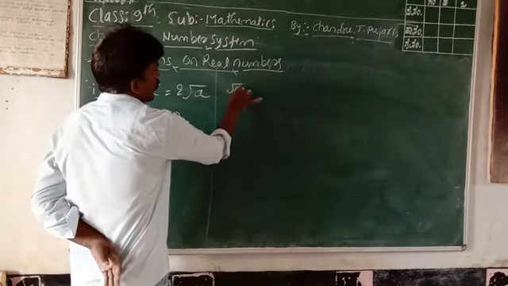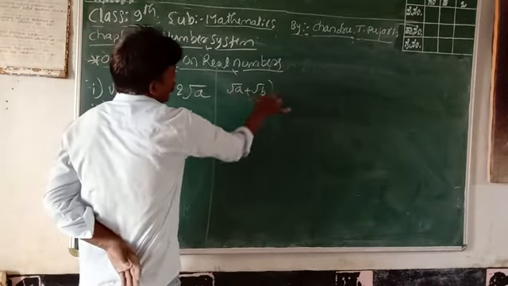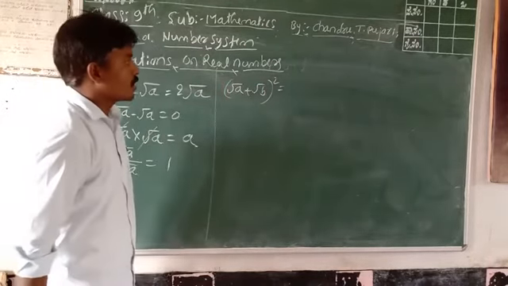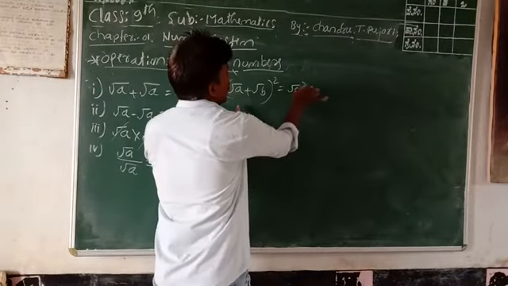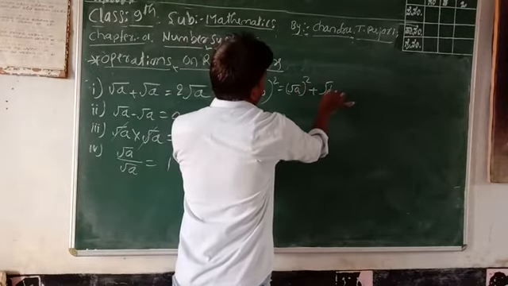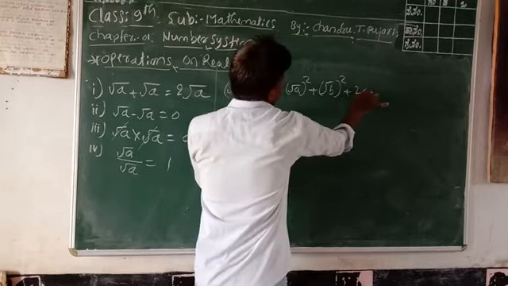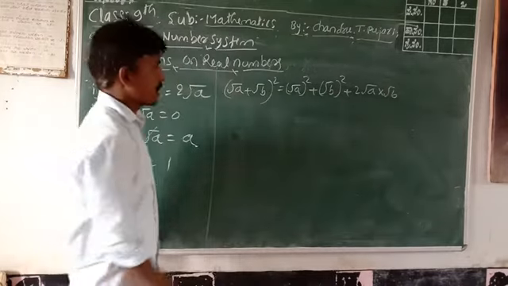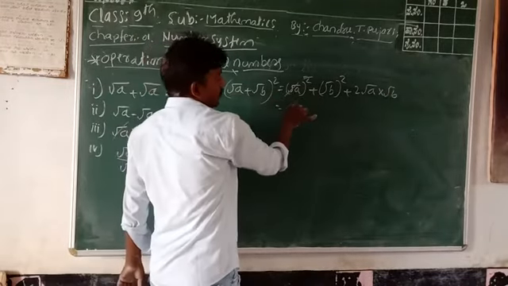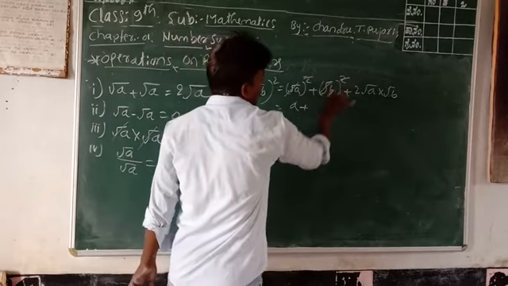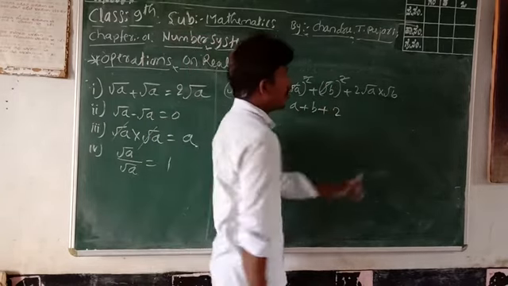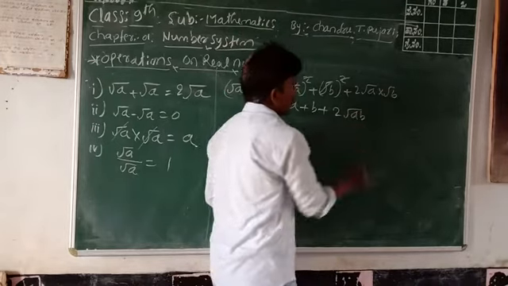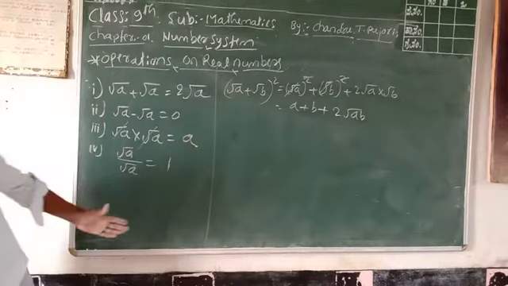Root a plus root b whole square is equal to what? Root a plus root b whole square is equal to root a whole square plus root b whole square plus 2 into root a into root b. The square and root cancel, only a plus b. And 2 into root a into root b means root ab. Again the same formula, no problem.